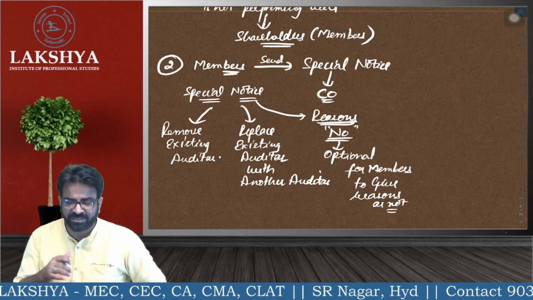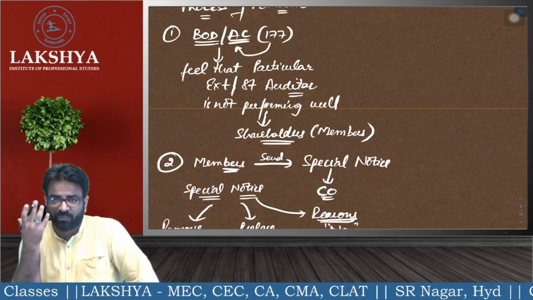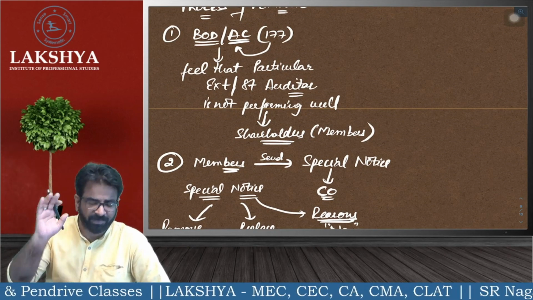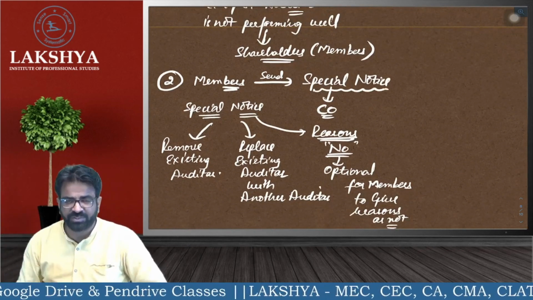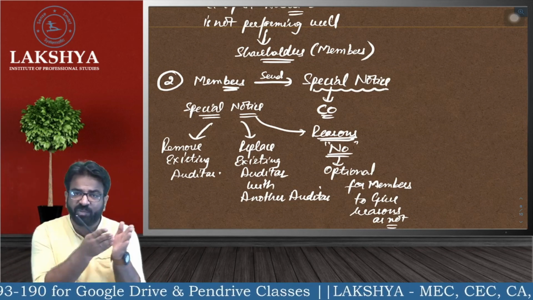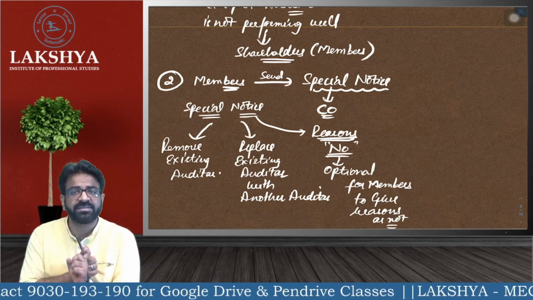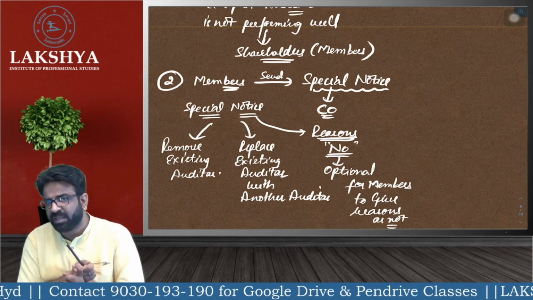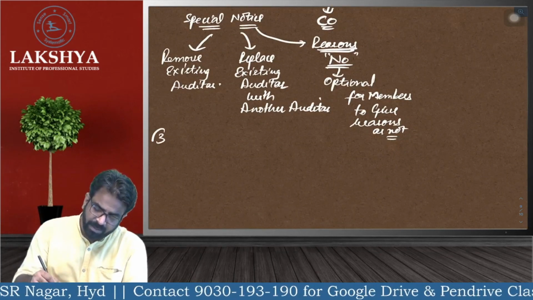So first of all, again understanding. If the audit committee or board of directors feel that the auditor is not performing well, they will intimate this issue to the members. Members will do what? Members will send which notice? A special notice to the company. And in the special notice, what will be written? Either remove the existing auditor or replace the existing auditor with somebody else. Are reasons compulsory or optional? Optional for the members. If they want, they can give the reasons. If they don't want, no one can force them. Complete? Okay.